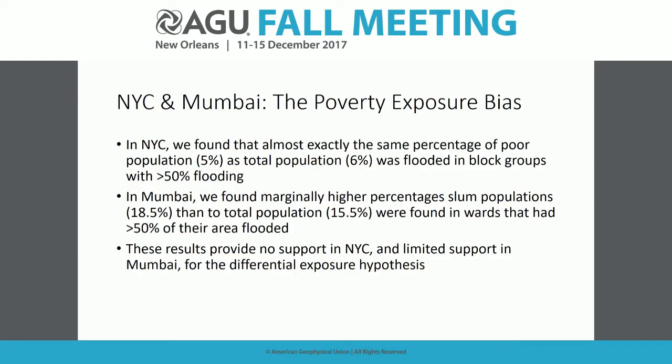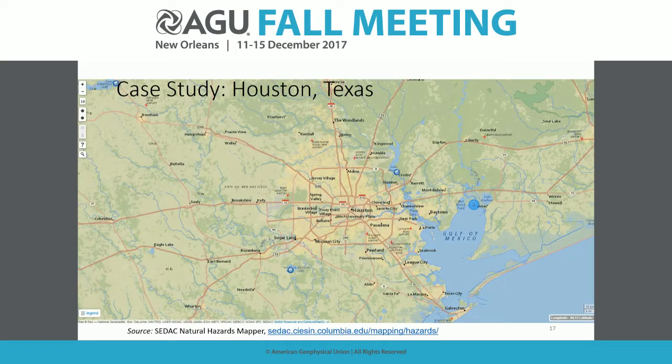So you all came to hear about Houston, and I'm running out of time, so I'm going to skip this part, but basically, I could not find support for the poverty exposure bias in New York City. I could find slight support for that in Mumbai. So looking at Houston, this is our hazards mapper. You can see the dams and the reservoirs that caused so much damage as a result of the releases during the flood event.